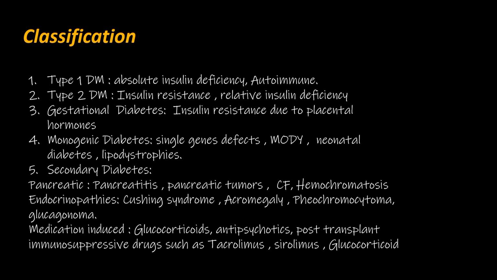There is a long list of drugs that are responsible for causing hyperglycemia and diabetes. The most important are glucocorticoids. Glucocorticoids are commonly used in a number of allergic, inflammatory, and neoplastic conditions. These include dexamethasone, hydrocortisone, prednisolone, and they are responsible for causing hyperglycemia. Antipsychotics such as quetiapine, olanzapine, and post-transplant immunosuppressive drugs such as tacrolimus, sirolimus, and glucocorticoid.